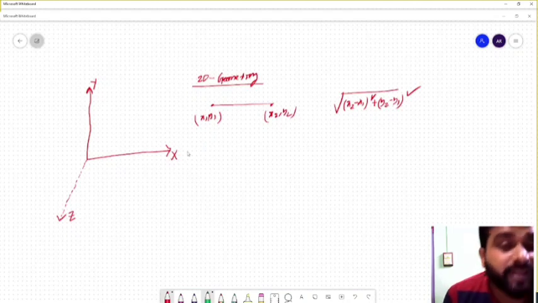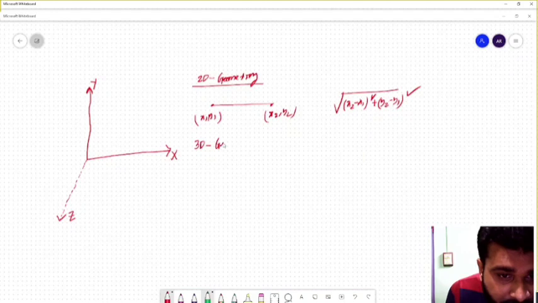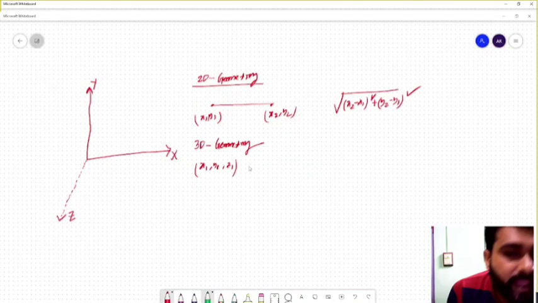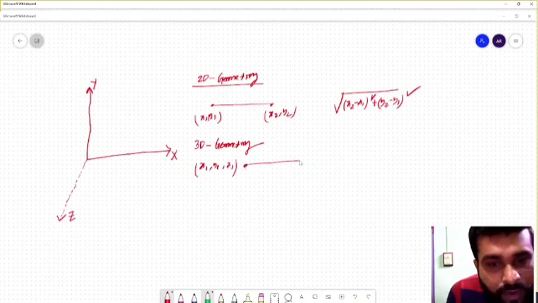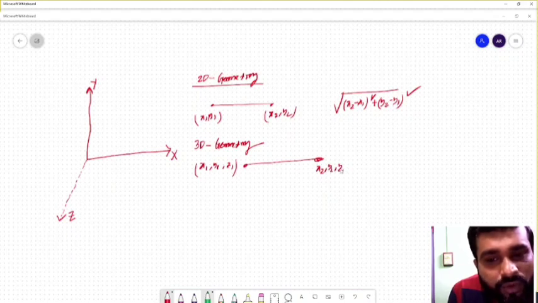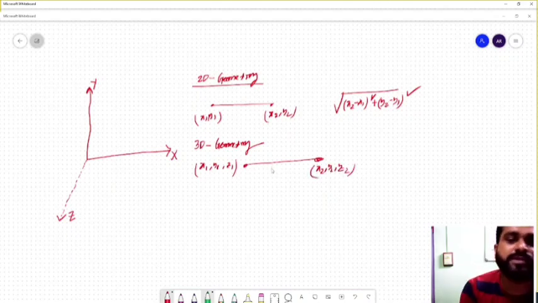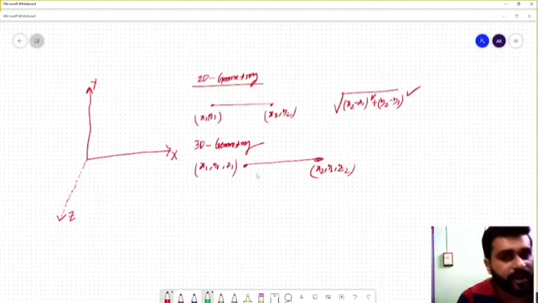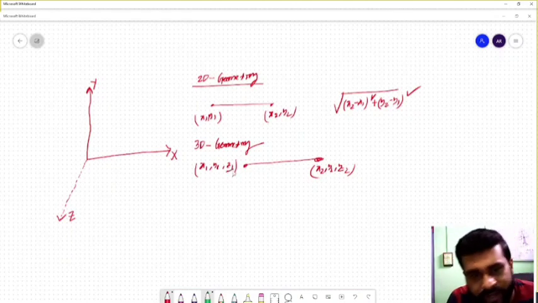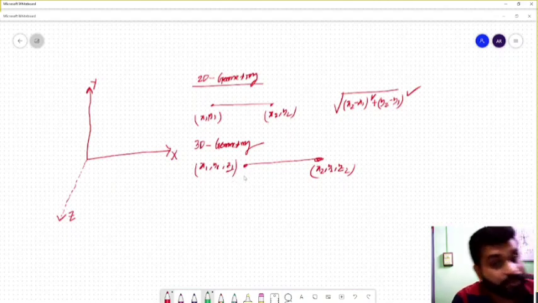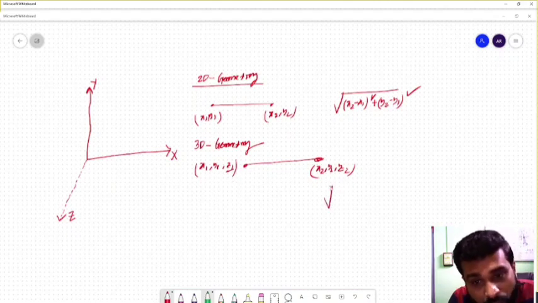Now in three dimensional geometry you will get one point coordinate extra, that is x1, y1 and z1, okay? It is your first point coordinate, and another point coordinate is x2 comma y2 comma z2. So here is your basic difference between two dimensional geometry and three dimensional geometry. Only the structure of the point coordinates will be changed, but the rest of the things will be the same, and the formula will be like that.